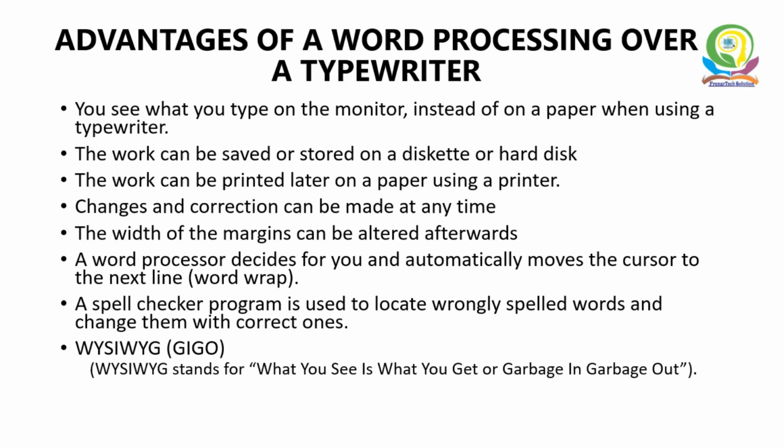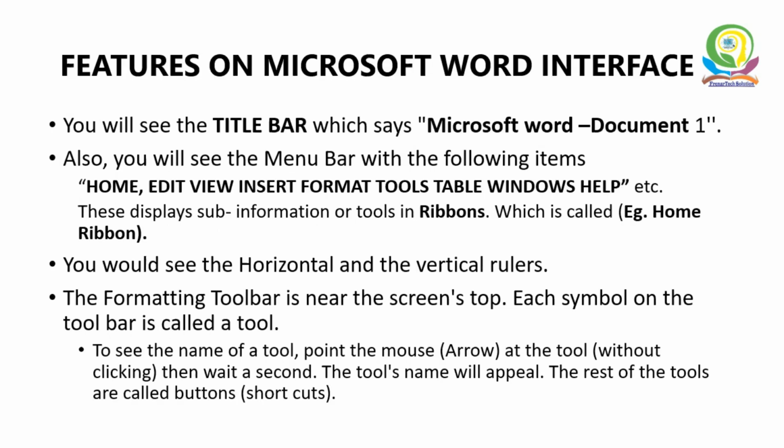If you want to correct it, then you have to hit it again on the same word or letter that you made the error on. Then we also have what you see is what you get, or garbage in, garbage out. Whatever you see on your screen is what you've entered or input. So we take note of that. That's what we say: garbage in, garbage out. When you type in the wrong thing, it's the wrong thing that you're going to get out. That is why you see WYSIWYG or GIGO, garbage in, garbage out.